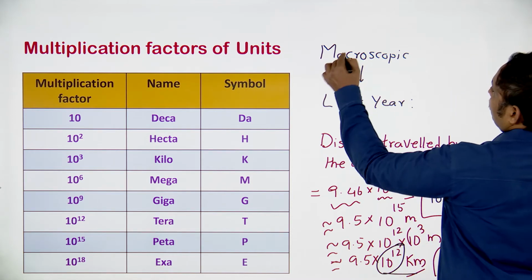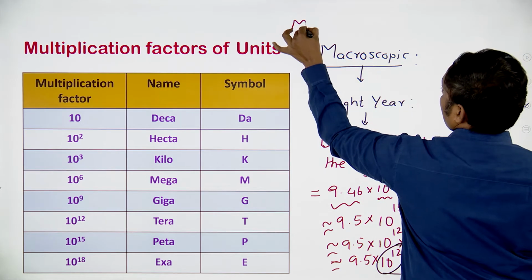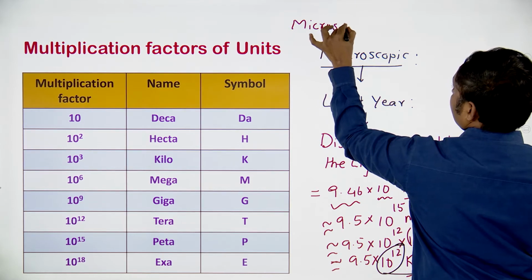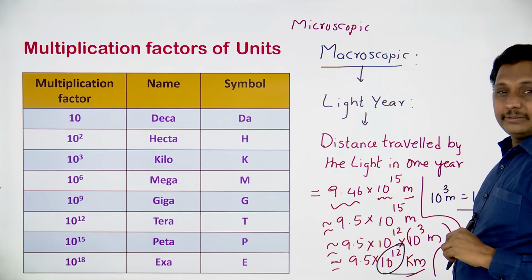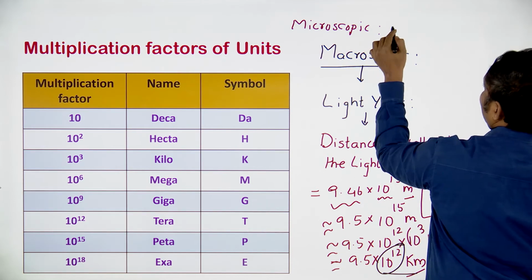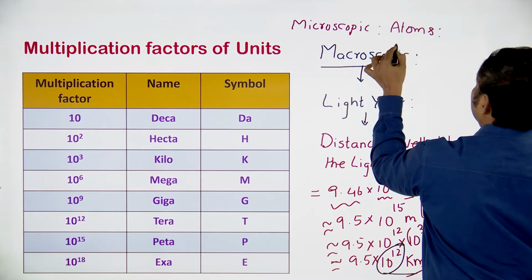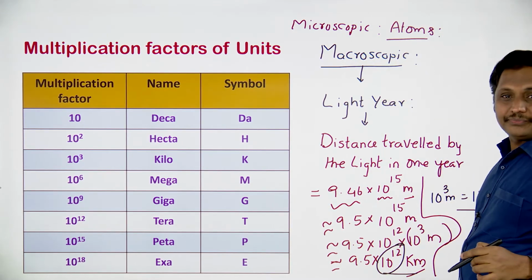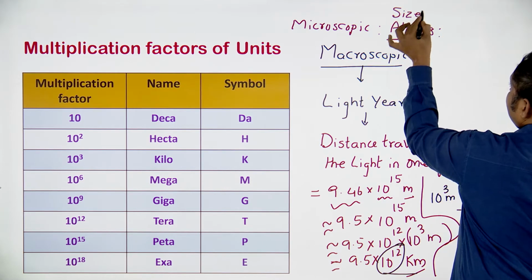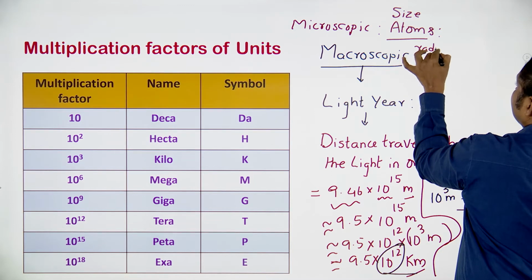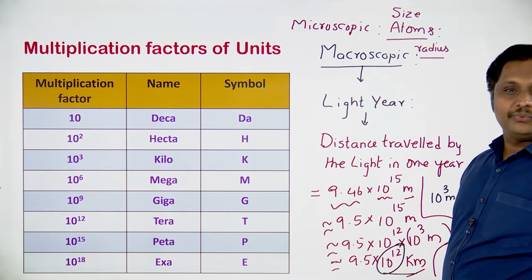So, if you are going to get the microscopic, that is atoms. The measurements related to the atom, you have to get that. While you talk about the size of the atom, the radius of the atom, they are going to be very small, you have to get that.